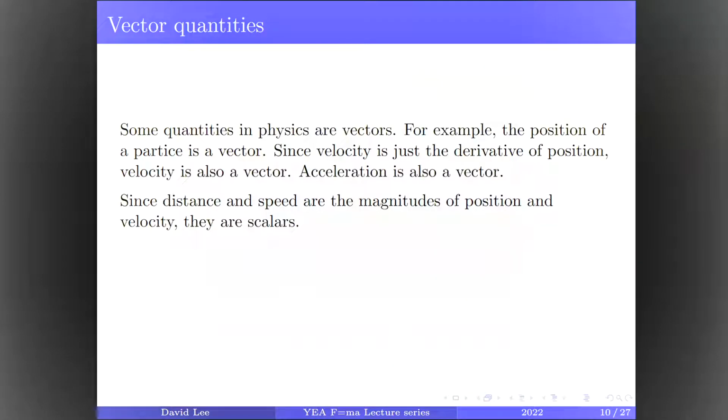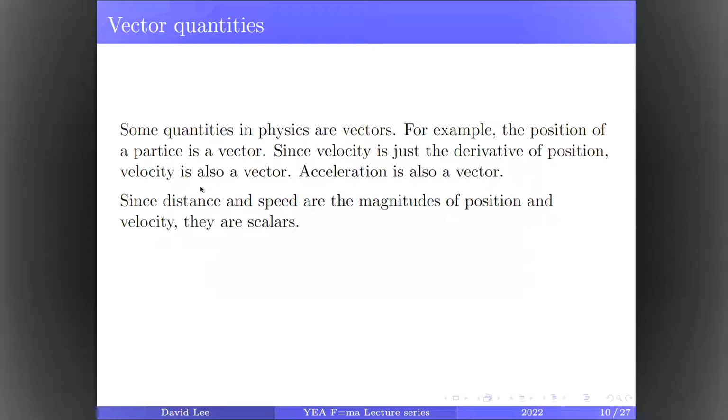There are lots of quantities that are vectors and scalars in physics. For example, position is a vector, but we can also say velocity and acceleration are vectors. Because velocity is the derivative of position, the time derivative of a vector will give another vector. And acceleration is the derivative of velocity, so it's also a vector.